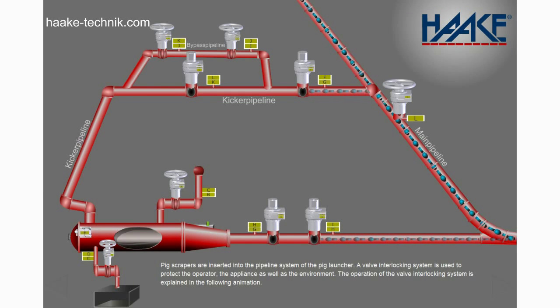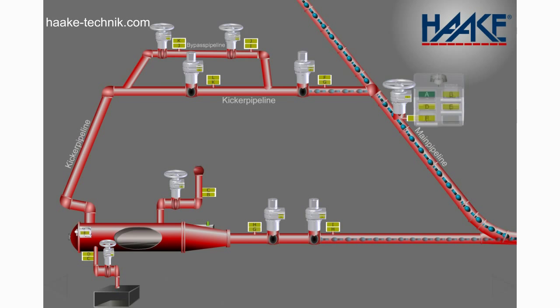Pig scrapers are inserted into the pipeline system of the pig launcher. A valve interlocking system is used to protect the operator, the appliance, as well as the environment. The operation of the valve interlocking system is explained in the following animation.